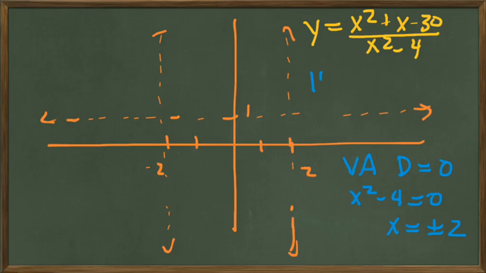Horizontal asymptotes, in the case when the numerator degree equals the denominator degree, is just the ratio of the leading coefficients, the coefficients of the highest degree term in the numerator and denominator, which is 1 over 1. So the horizontal asymptote is y equals 1. So we have that information drawn in on our graph.